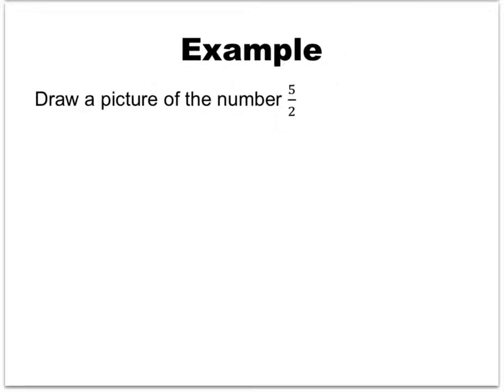So let's do another example here of a fraction as a number. Draw a picture of the number 5 halves. So again, note that it's not 5 halves of something, it's just the number 5 halves. So to draw a picture of this, let's define the whole. And like in our previous example, let's just draw a little strip here, and we're going to label this as the whole.